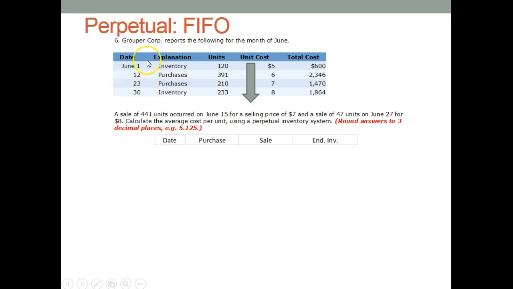So here you can see that there's 4 dates that we either had inventory or purchases, but there's 2 dates that we sold. A sale of 441 units occurred on June 15th for a selling price of $7 and a sale of $47 on June 27th sold for $8 per unit. All right, first of all, these selling prices, you could cross them out. If I were writing on a piece of paper, I'd cross those selling prices out. We don't care about that in this chapter. What we do care about is our cost.